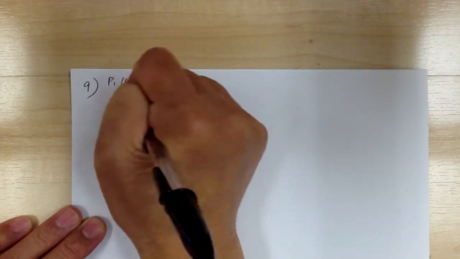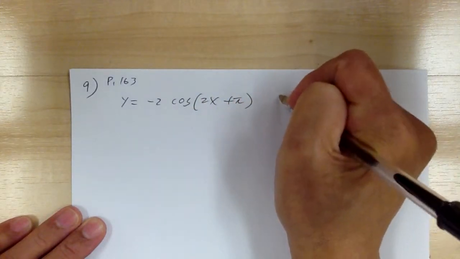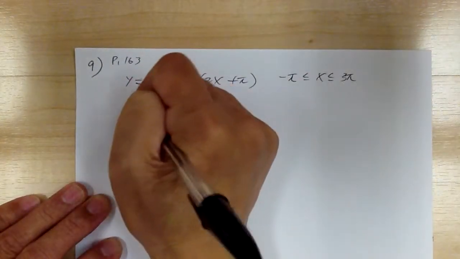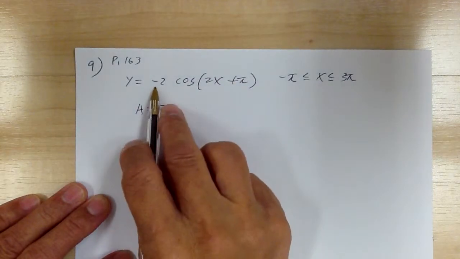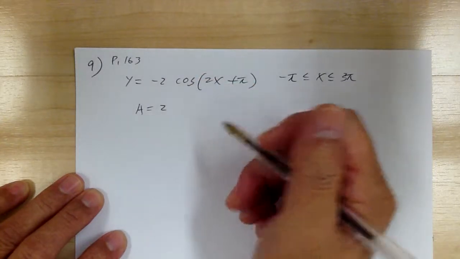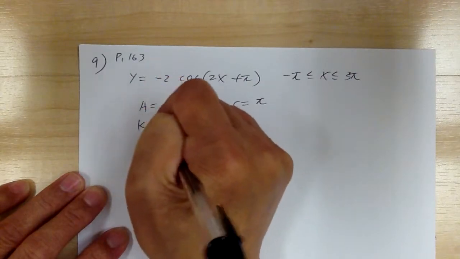Okay, let's go to number 9. Number 9, you have y is equal to -2 cosine of 2x plus pi, and you want to go from -pi to 3 pi. So A is equal to 2. Now don't put negative in the A. Okay, A is absolute value, so this will tell you how much you go up and down. B equal to 2, C equal to pi. So K equal to 0.